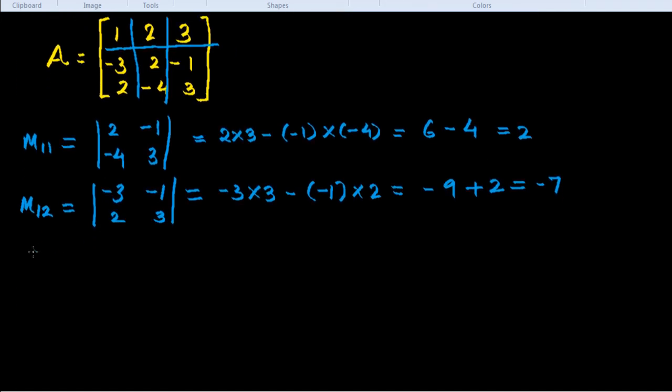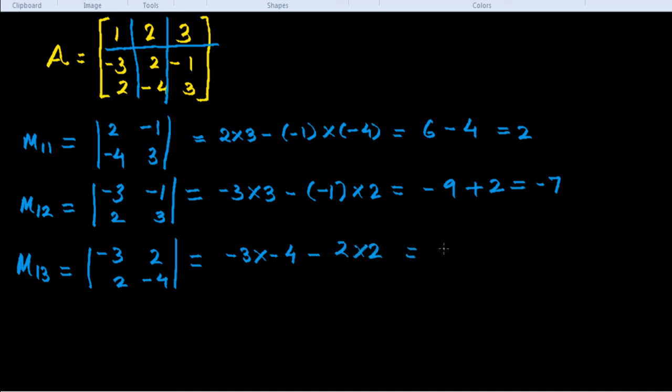Now we find M13. a13 is 3 here. So we leave this row and this column, and put the other elements in determinant form: |-3 2; 2 -4|. Now we solve this: minus 3 into minus 4 minus 2 into 2. So we get 12 minus 4, which is equal to 8.